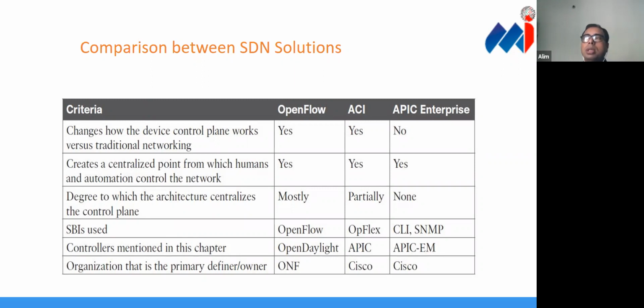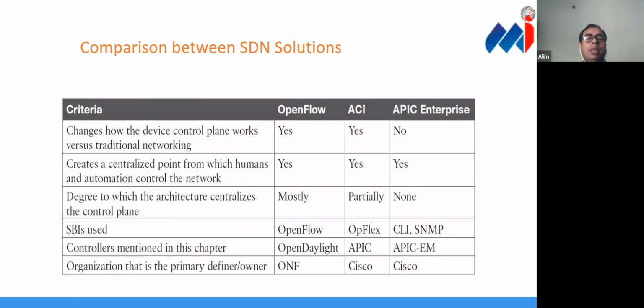Because the changes are in the sense that all the control plane activities are also in the device, but this control is totally from the controller, a centralized point from which humans and automation control the network. All three deployments are using a controller, an SDN controller. So from here, every control activity is performed.